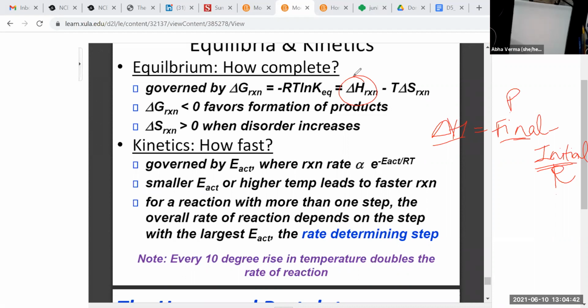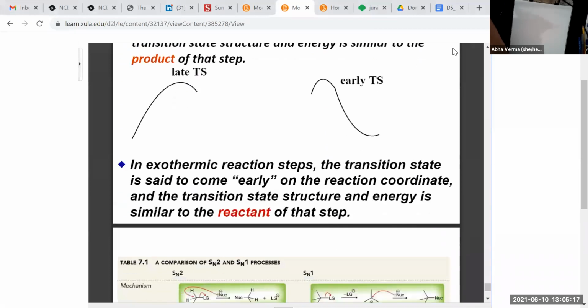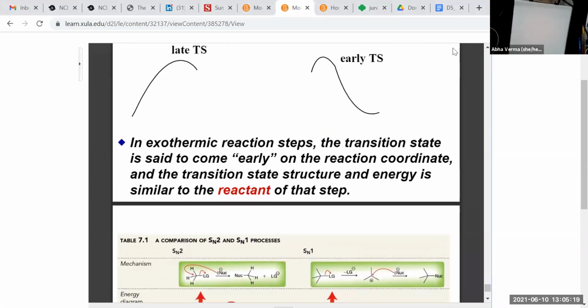Another thing that your rate, or the kinetics, the E activation, is dependent upon is temperature. Usually by external factors like a catalyst or increasing temperatures, we can change the E activation of our reaction. Okay, so these are the things that you need to remember from your general chemistry class.